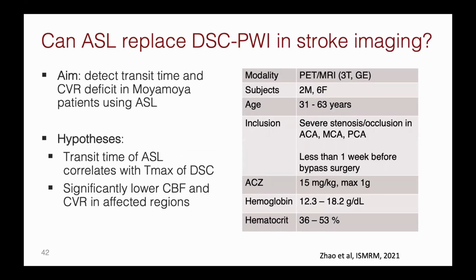Therefore, we performed a pilot study to examine whether our brain stress test was effective to screen Moyamoya patients who had severe occlusion or stenosis. And also, in addition to CBF and CVR, we also aimed to evaluate whether ASL can replace gadolinium-based PWI or DSC MRI using the transit time information. So we adopted the same imaging protocol that I showed you earlier, where we applied acetazolamide as the intravenous vasodilator and performed the image acquisition and analysis using our simultaneous PET MRI system on these patients a week before their bypass surgery.